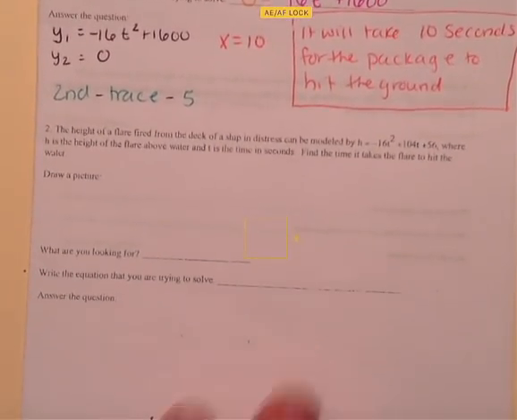On the second problem, the height of a flare fired from the deck of a ship in distress can be modeled by the equation h equals negative 16t squared plus 104t plus 56, where h is the height of the flare above water and t is the time in seconds. Find the time it takes the flare to hit the water. So again, we want to focus on that equation.